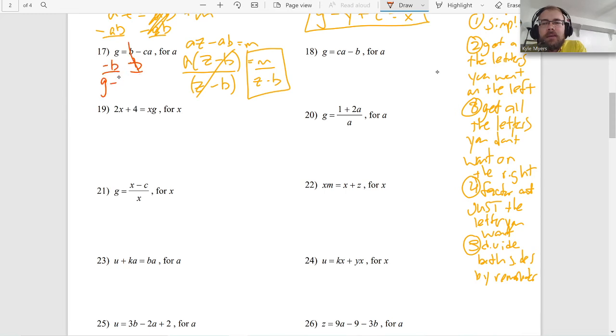Okay, so G minus B equals negative CA. Divide both sides by negative C, because I want to solve for A. And here's the answer.